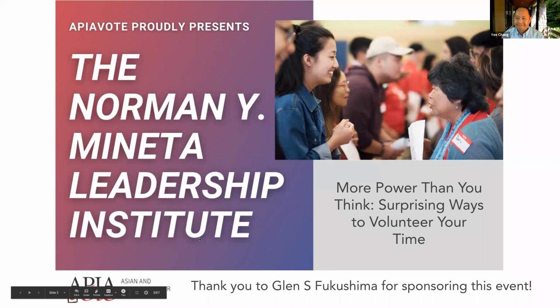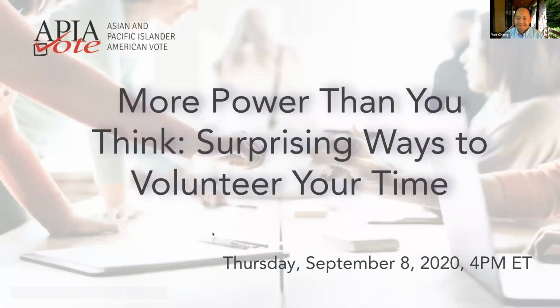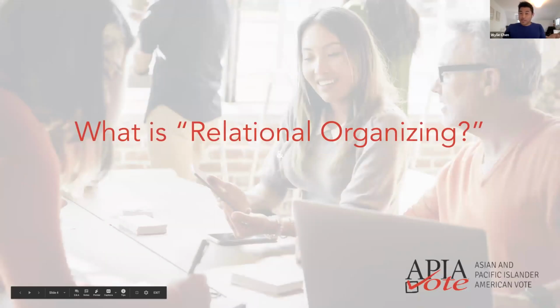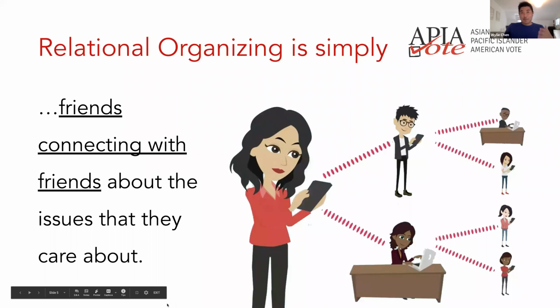Relational organizing using Outreach Circle. I'm really excited to share with you relational organizing, which is one of the most effective ways to organize people. So the question is, what is relational organizing? When people were talking to me about relational organizing, I went to all these trainings, read up on it, and checked all these online tools to figure out what it is. And at the end of the day, it was extremely simple. I figured out relational organizing is simply friends connecting with friends about the issues they care about. And it's really that simple.